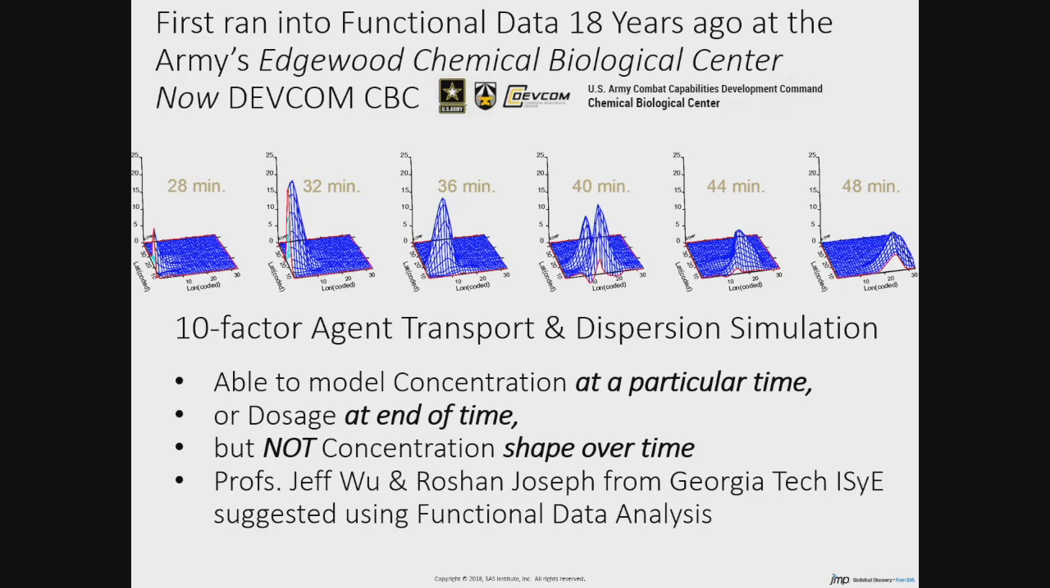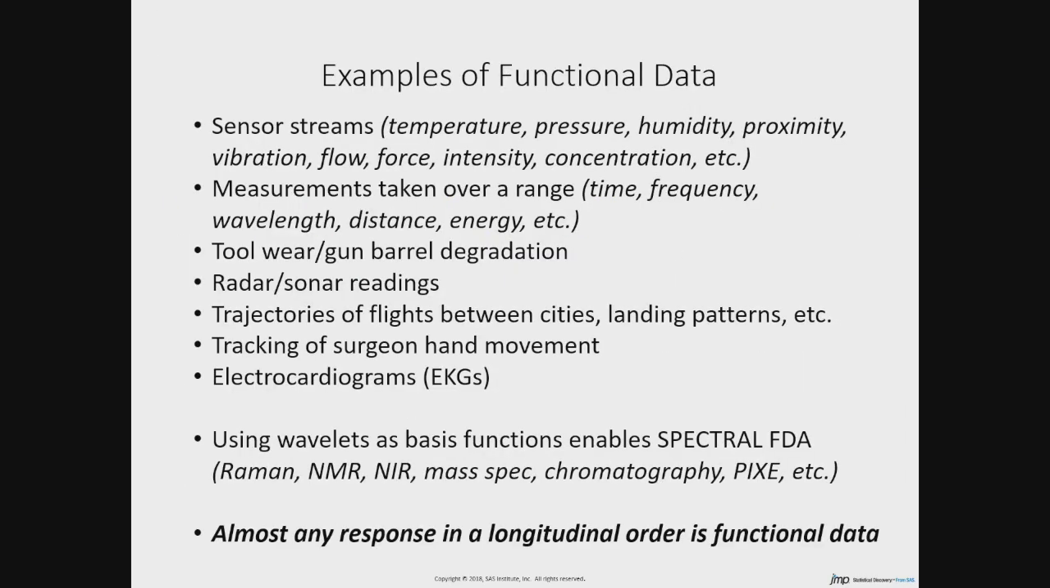At the time, a couple of professors from Georgia Tech were visiting, Professor Jeff Wu and Roshan Joseph. If you know them, they're pretty widely published in the design of experiments and also the Gaussian process area. They said, what you probably need to be using is functional data analysis. But I didn't really have a good tool at the time to do it. So it lingered there for quite a while before I actually found a solution for it.